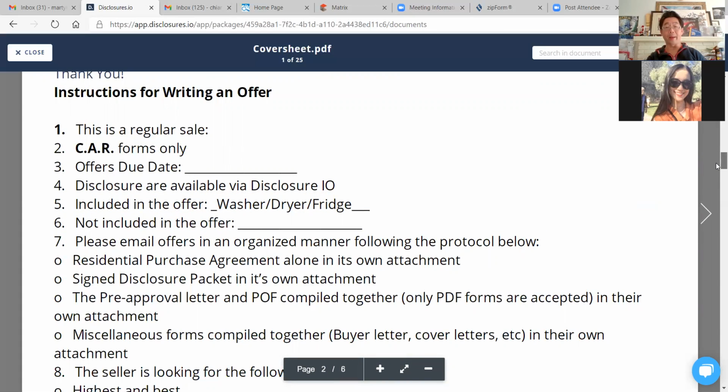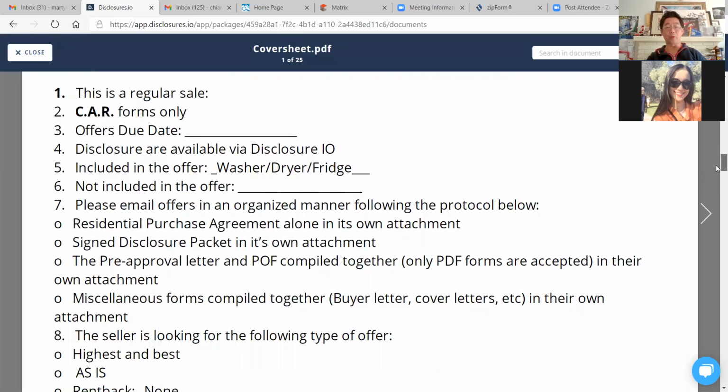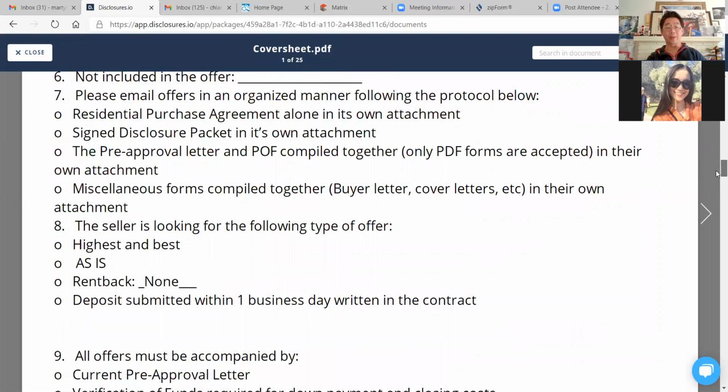I already have your bank account statement, 5 of them, and I'm waiting for you to sign the purchase agreement and the pre-approval letter. We'll collect everything, and I can send it all at once as an attachment in the email to the seller agent, and they can present it to the seller. The seller makes a decision whether they want to take our offer or not. The disclosure packet we already have right here. This is our disclosure packet.